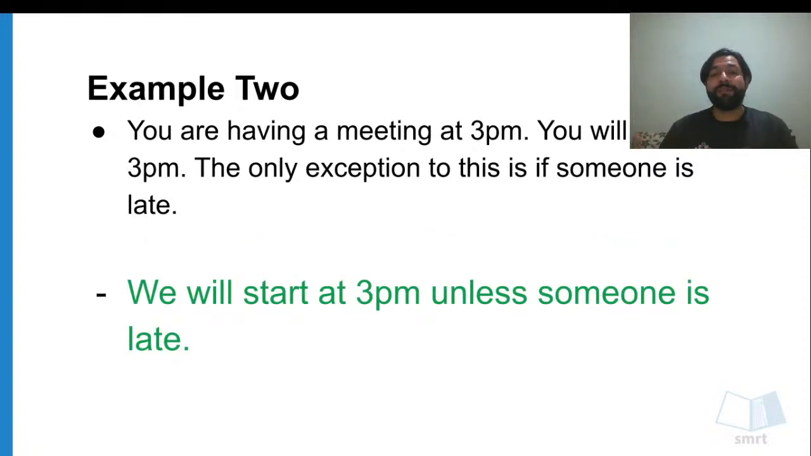Or imagine that you're having a meeting at 3 p.m. You will start at 3 p.m. The only exception to this is if someone is late. So the meeting is supposed to happen at 3 p.m. and you are very punctual. You are going to start at 3 p.m. But the only exception is if someone is late. So we will start at 3 p.m. unless someone is late. If someone is late, we are not gonna start at 3 p.m.